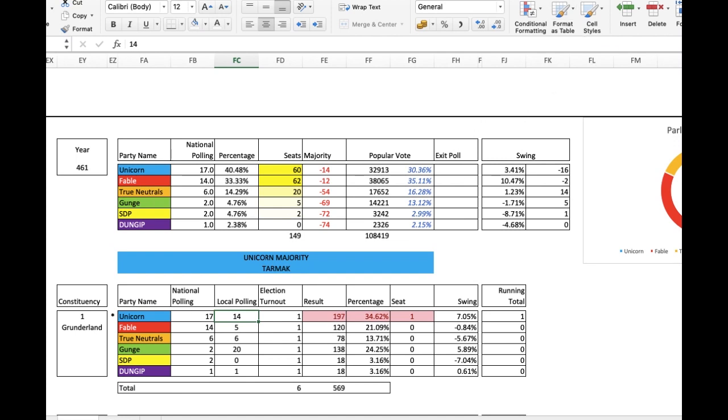If you've got any questions or comments or ideas as to how you could make a better election simulator, I guess, I'm completely open to suggestions.